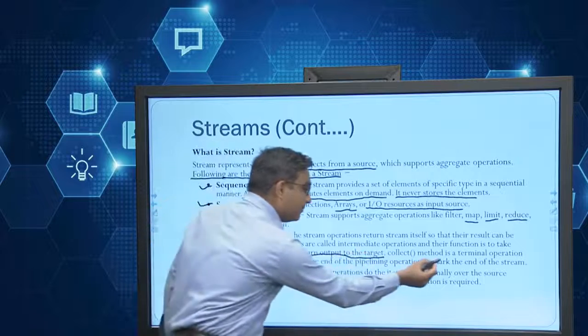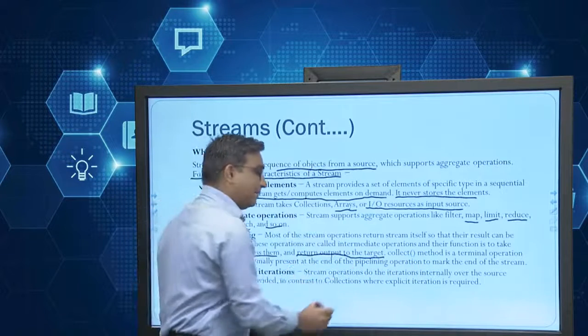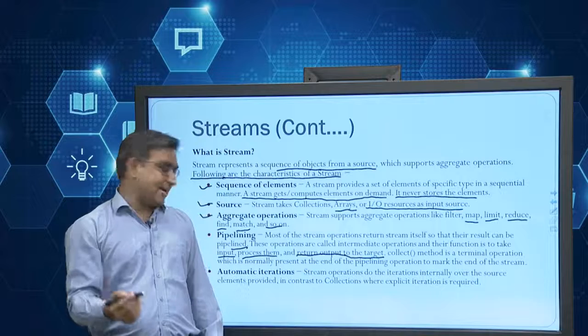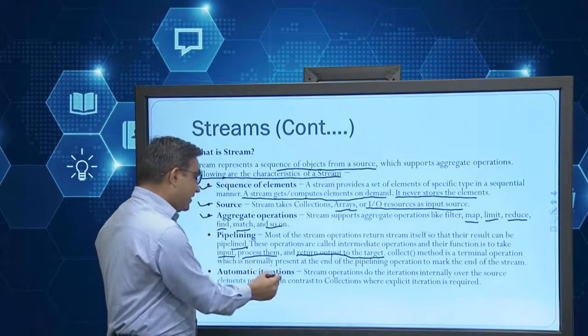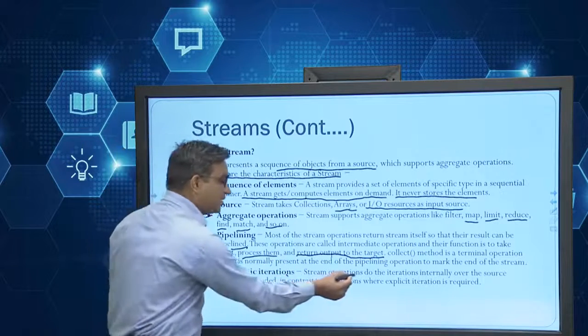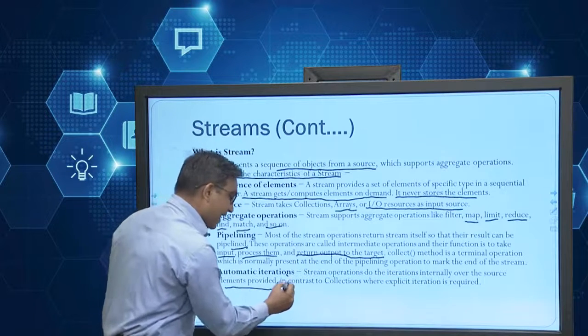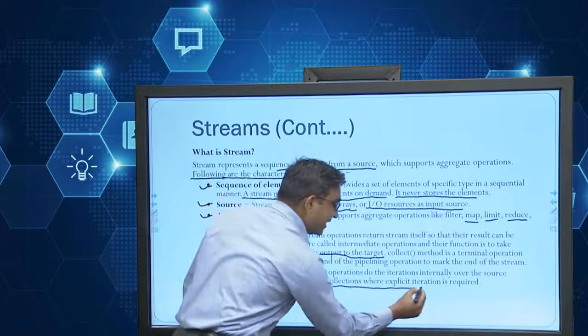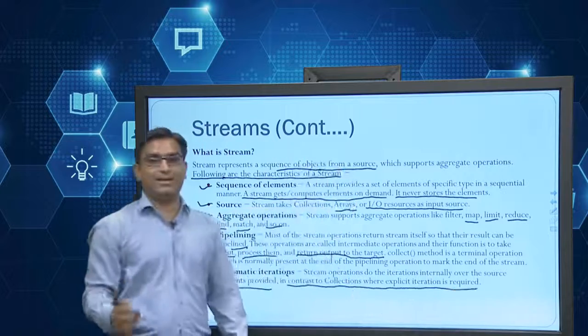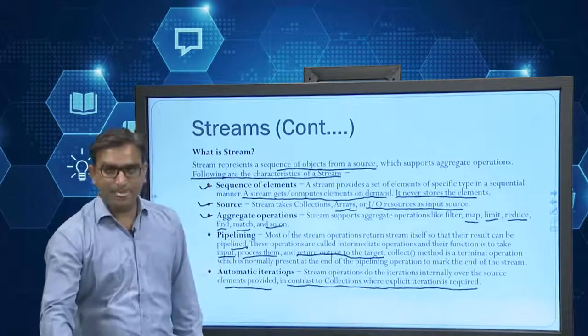Now the collect method is a terminal operation, which normally represents the end of the pipeline, so that the pipeline data can be operated on. Then automatic iterations, so we can also perform some iterations. Stream operations do the iterations over the source elements, whereas collections require explicit operations. If we want to apply any explicit operations, we can apply them.